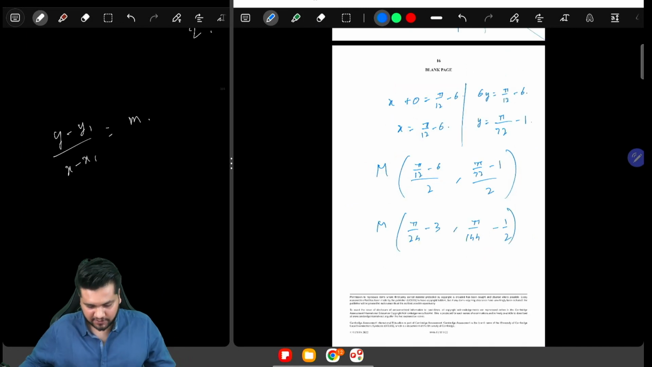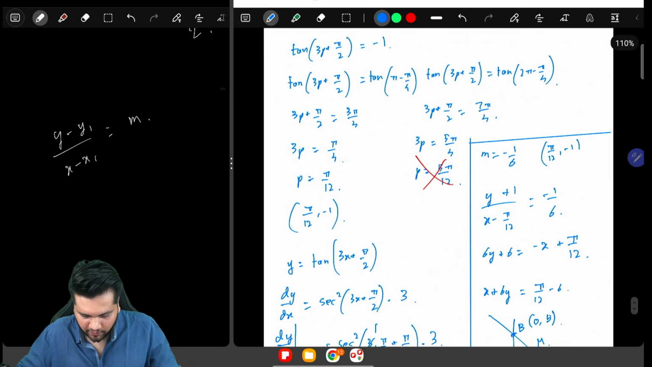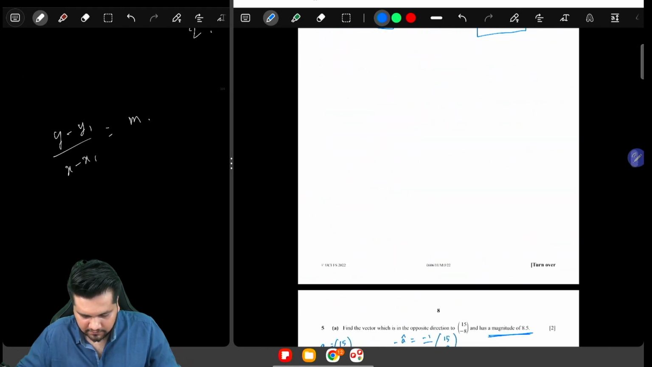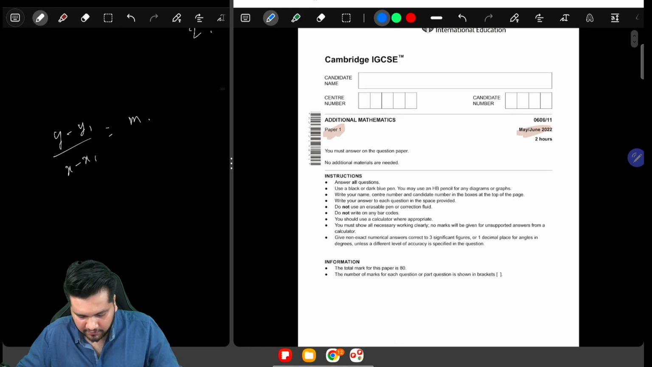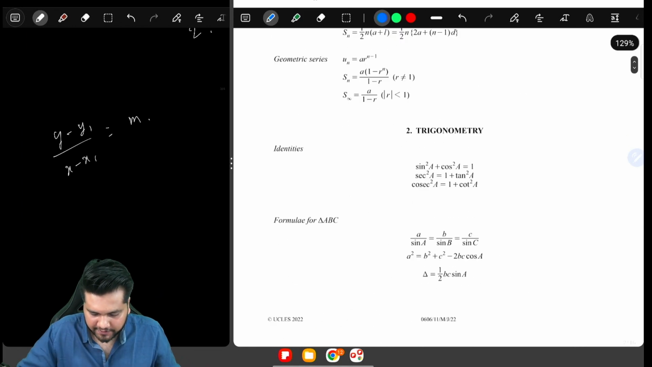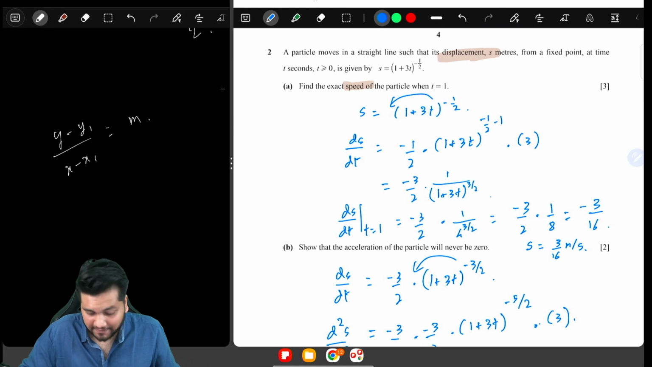So that's how we have finished the paper in an hour. Obviously you will get a lot of time. If you solve it like this, then you will get quite a lot of time to reevaluate this thing.